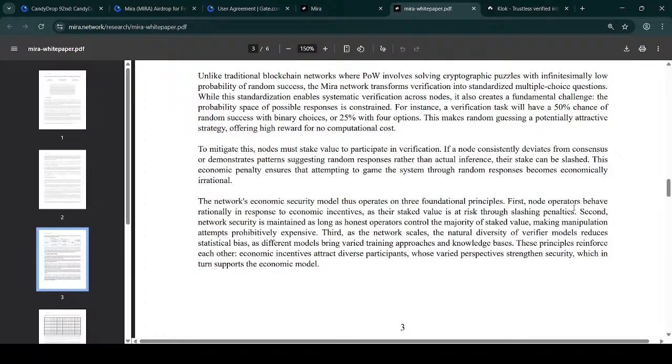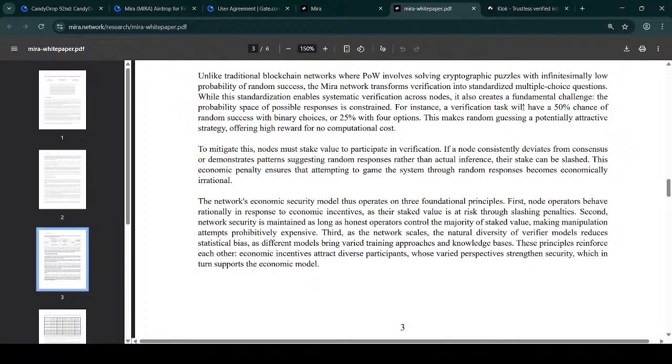So to participate in verification, a node must stake value. If a node consistently gives responses that follow consensus or domestic patterns, or random responses rather than actual inference, their stake can be slashed, and this economic penalty ensures that attempts to game the system through random responses become economically irrational.